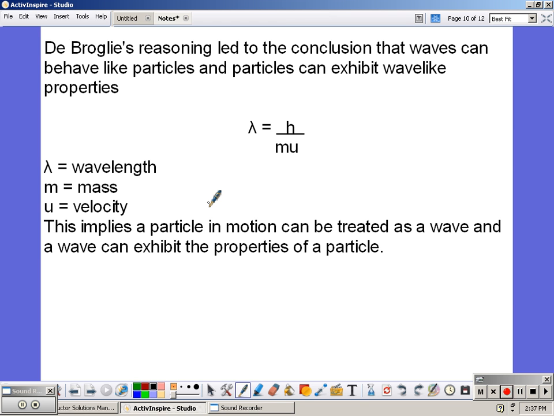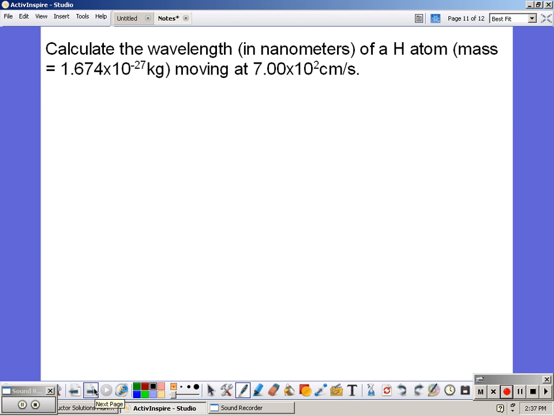So calculate the wavelength in nanometers of a hydrogen atom, which gives us a mass, moving at, and it gives us the velocity. Well, here's one problem. The velocity is in centimeters, and we need it to be in meters. So I know there's 100 centimeters for every meter. So that would give me 7 meters per second.